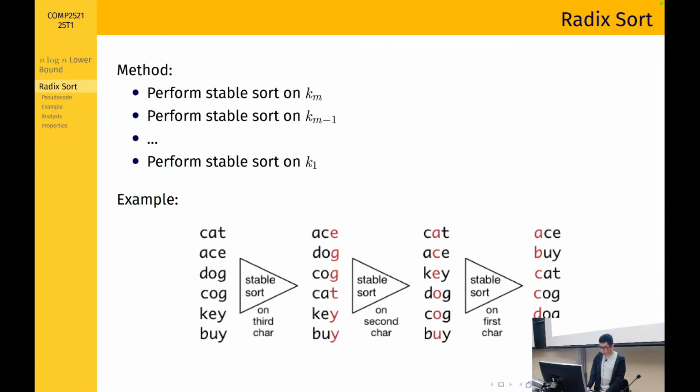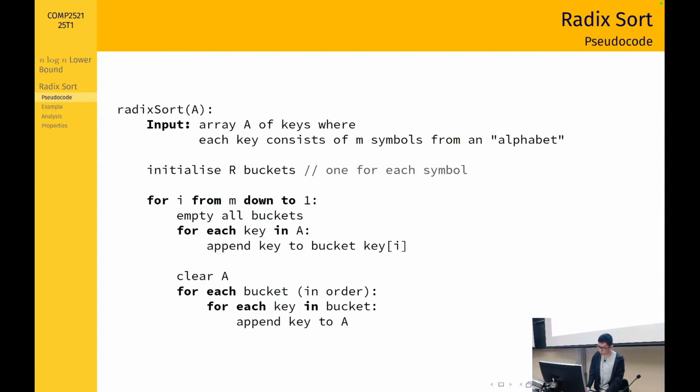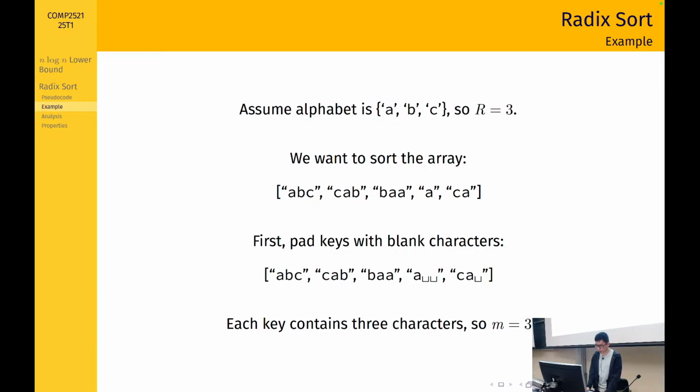Okay, and here is some pseudocode for radix sort. But what I'll do is I have an example, so I'll use that to explain it to you instead. So here's the example. Suppose we have a 3-letter alphabet, right? So our alphabet is just A, B, C, just for simplicity for the example. So R is equal to 3, and we want to sort this array.